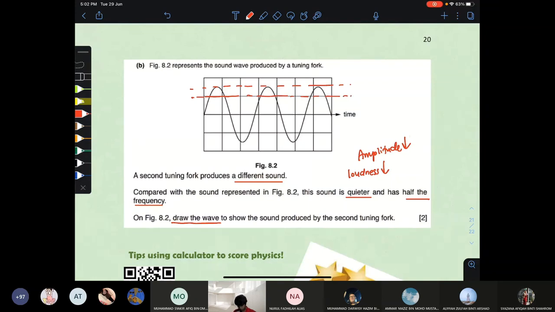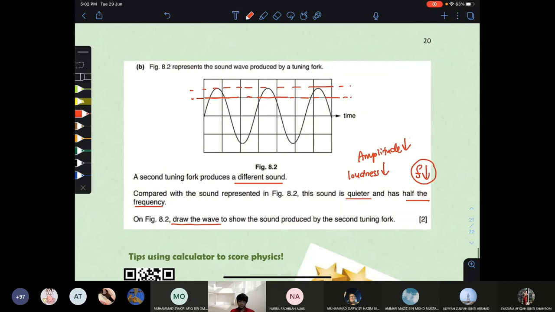Next, half the frequency. Jadi frequency higher or lower? Lower. So what happened? You will see more waves or less waves? Less. Kita akan see less waves, sebab frequency tu tadi kita dah bincang. Tadi kita akan nampak macam ni. Awak tengok 1, 2, 3, 4. So 1, 2, 3 ni adalah one wavelength lebih kurang. So kita ada lebih kurang 2 and a half wavelengths dekat sini. Jadi when you want to draw, one wavelength, dia akan double.